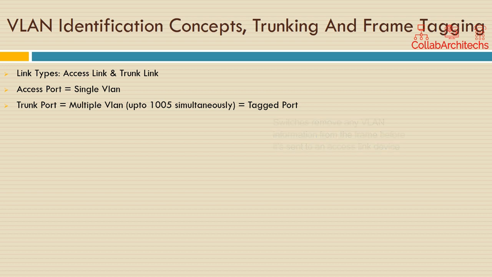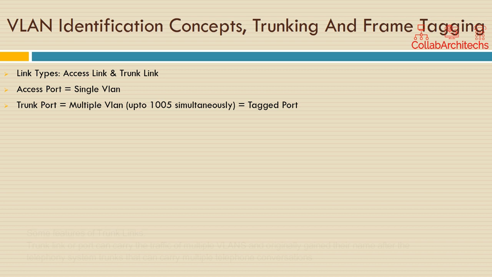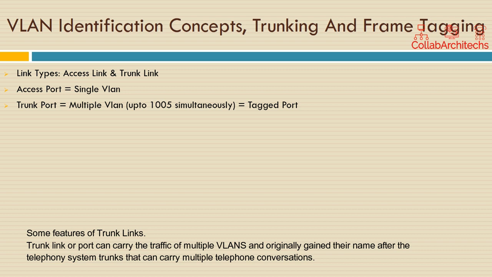Access link devices cannot communicate with devices outside their VLAN unless the packet is routed, which is possible only by the use of the inter-VLAN routing feature, which I will discuss later. Now let's see some features of trunk links.